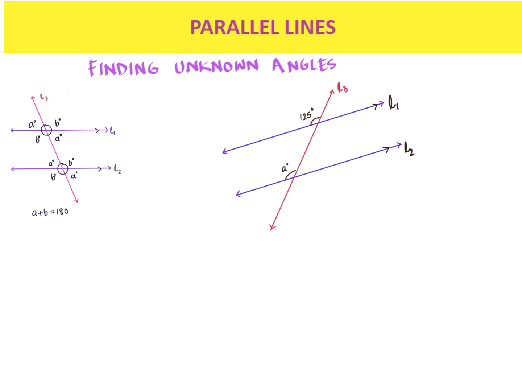In this video, we will advance our thinking on finding unknown angles given parallel lines and a transversal. This is what we discovered earlier, and let's leave this here as a reference. We have this example here where we have two parallel lines and a transversal, and we are given that this is 125 degrees and we have to figure out how much this angle is.